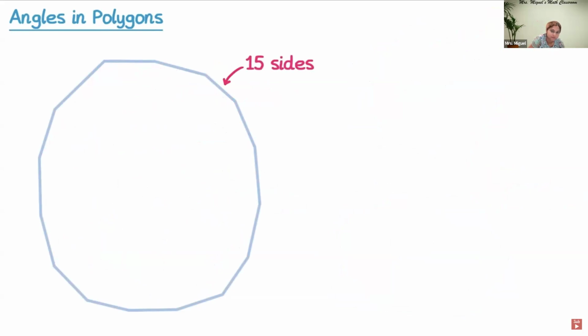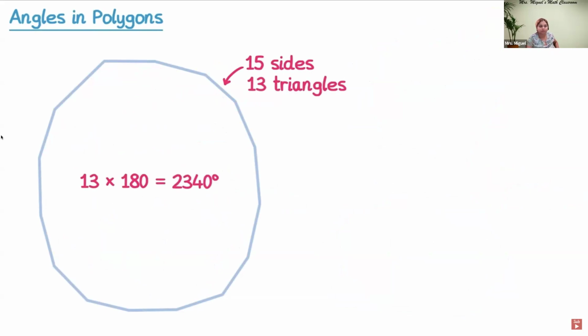If we subtract 2 from this, we know without drawing them, there must be 13 triangles. Each of those triangles will have 180 degrees in them, so we do 13 multiplied by 180, which gives you 2,340. So all of the angles in this 15-sided shape must add up to 2,340.